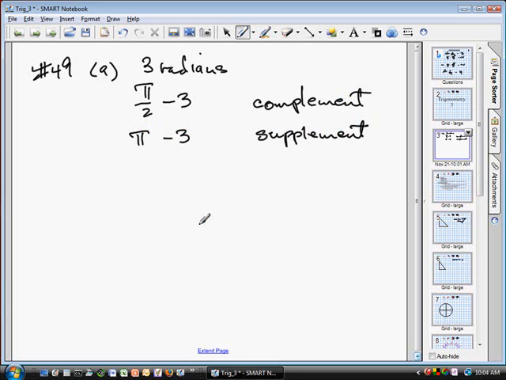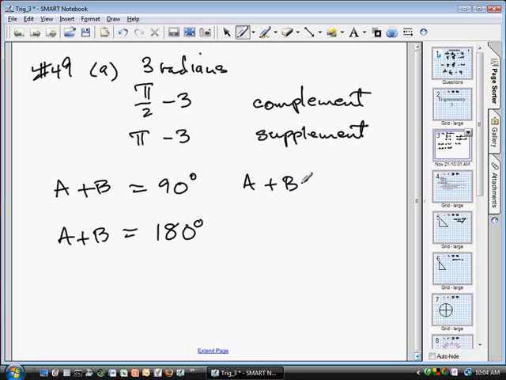So in degrees, we know that a plus b has to equal 90 for a complement. And in degrees, a plus b equals 180 for a supplement. In radians, it's a plus b equals pi over 2. And in radians, a supplement is a plus b equals pi radians. So that's the basis for doing 49, at least part A.